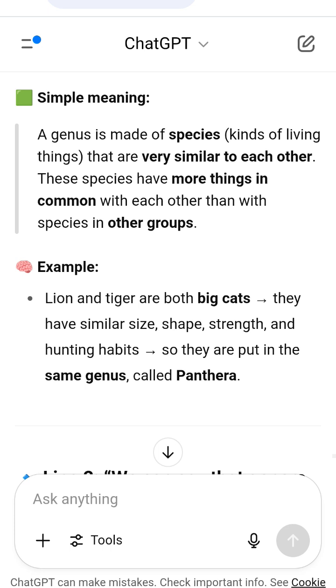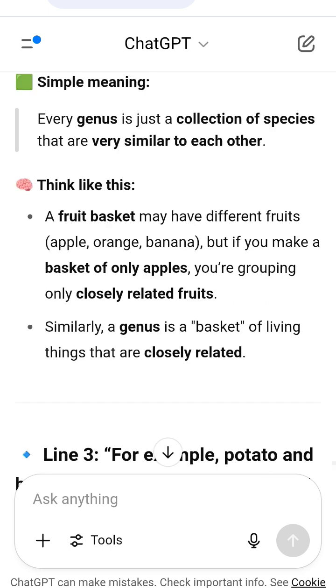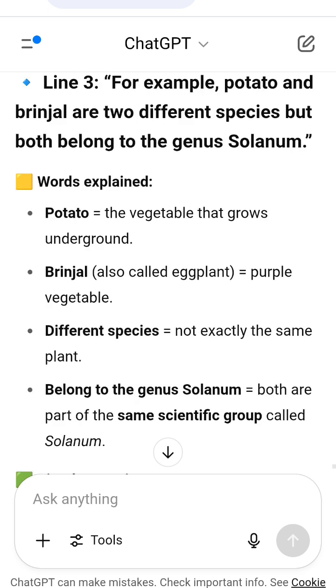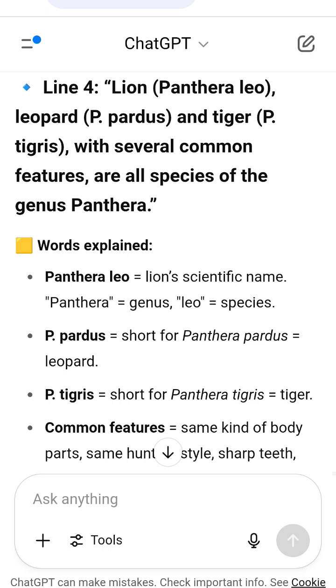Simple meaning. Lion, leopard, and tiger are different animals, but they are very similar big cats, so scientists group them in the same genus, called Panthera. More help. All of them are meat eaters, strong, with sharp claws, can roar, and have powerful legs, so they are all grouped together in one genus. Line 5. This genus differs from another genus, Felis, which includes cats.